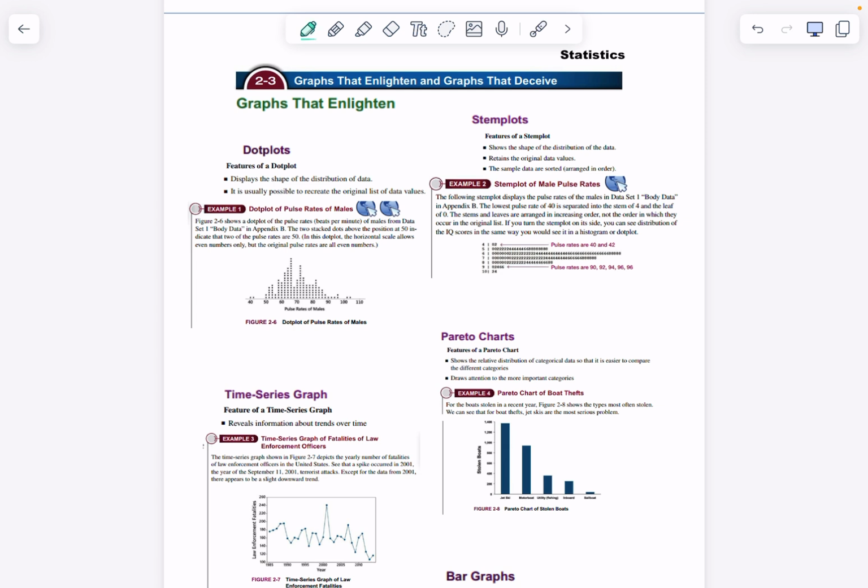These are graphs that are enlightening. Enlightening means good. Enlightening means telling me more information. Enlightening means giving me more clues about the distribution of the data. Enlightening means telling me more stories about how the data is trending and that type of thing. Okay, enlightening is good.